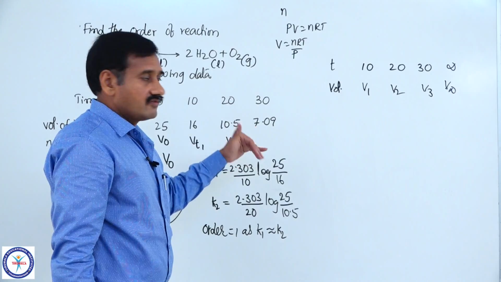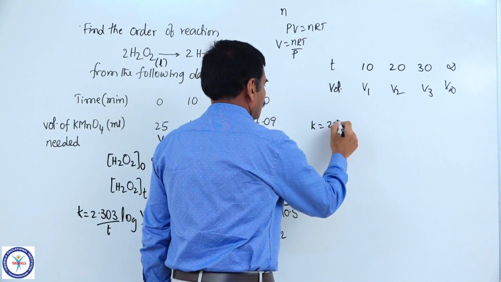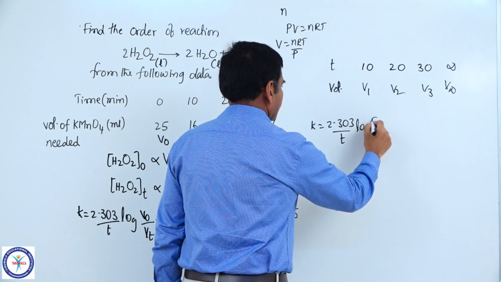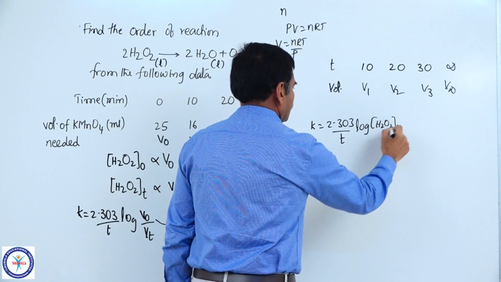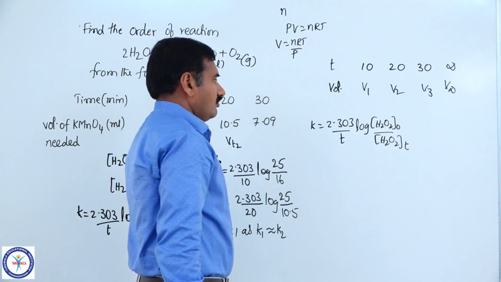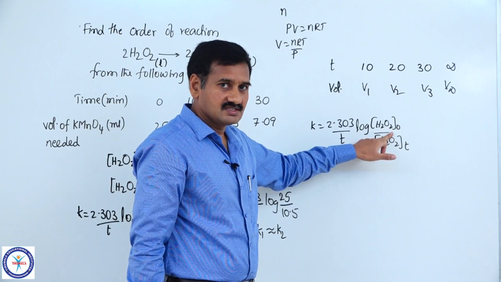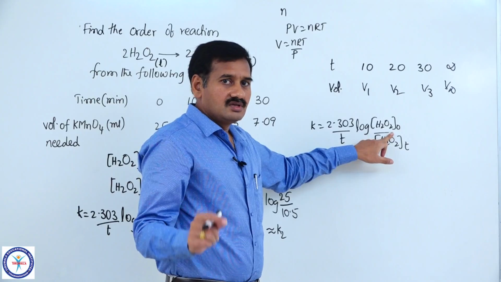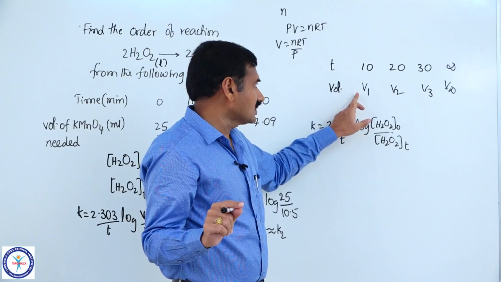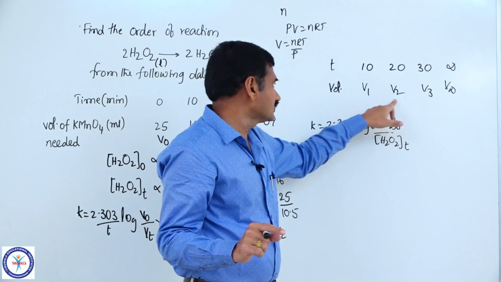Now, what are the values to be substituted at different times? K equal to 2.303 by t into log of initial concentration of H2O2 divided by H2O2 at time t. But initial concentration of hydrogen peroxide is proportional to what? Just now we discussed. Initial concentration of hydrogen peroxide is proportional to the volume of oxygen produced at infinity time. All these volumes are volumes of O2.